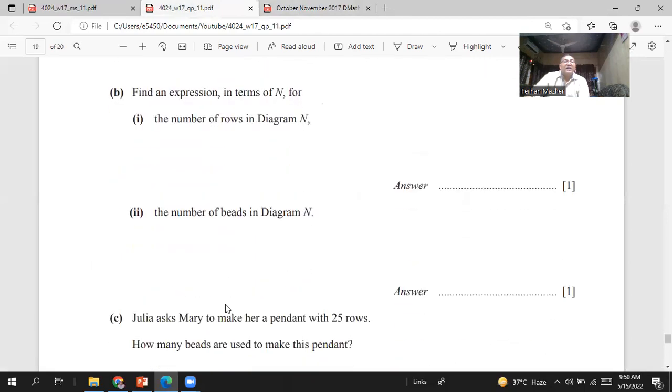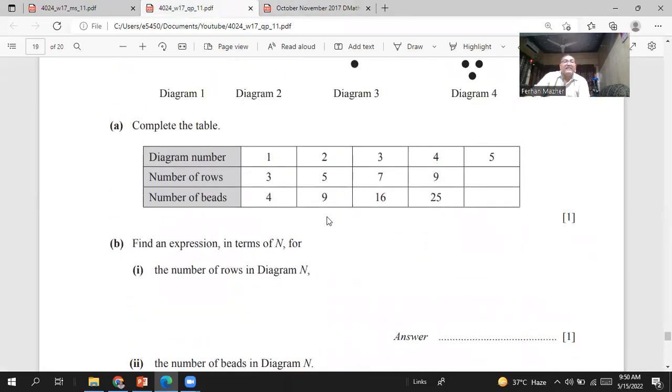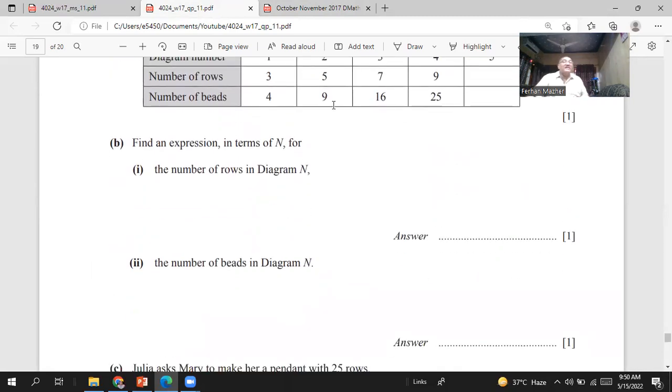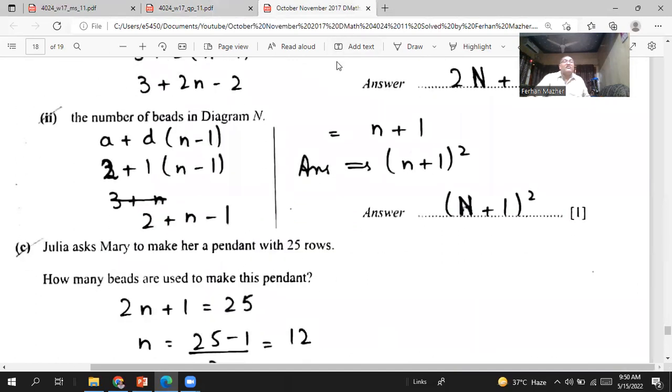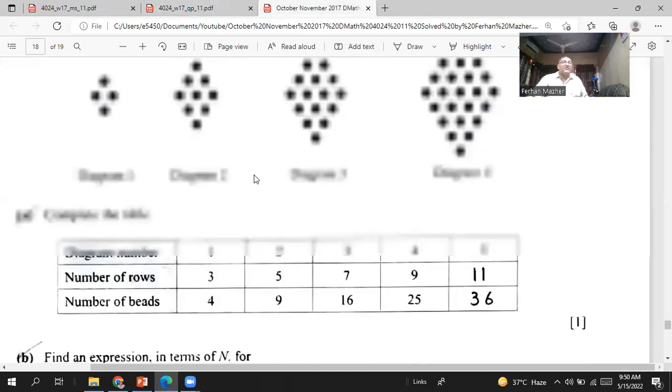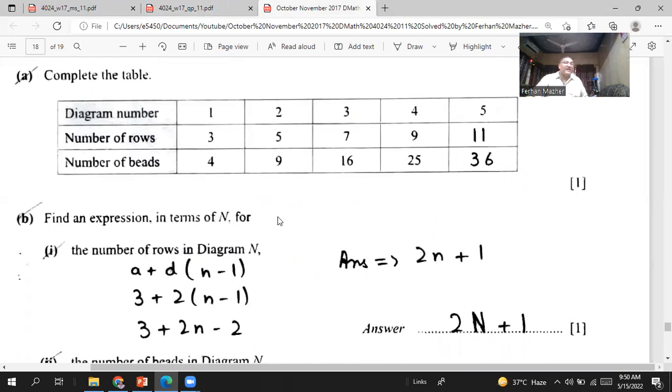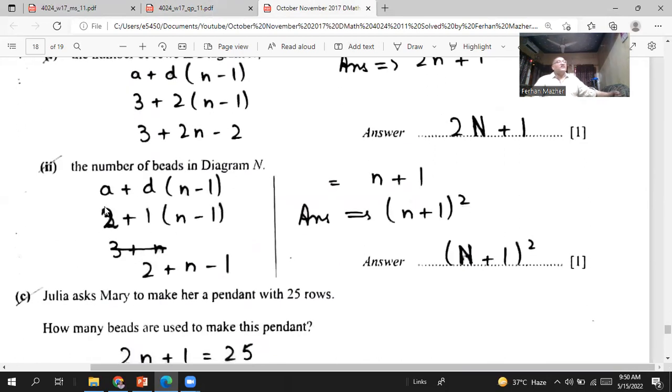Then they ask for the number of beads. This is 4, this is 9, this is 16, this is 25. So this is 2 square, 3 square, 4 square, 5 square, and this will be 6 square. So I can find this very simply. I will take 2, 3, 4, 5, 6, find the nth term, and put a square on it.